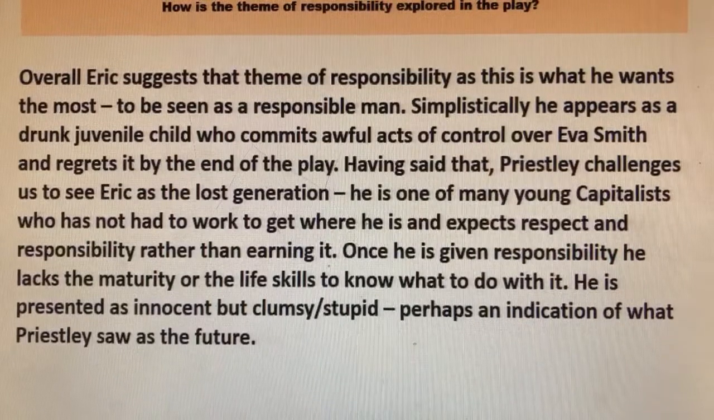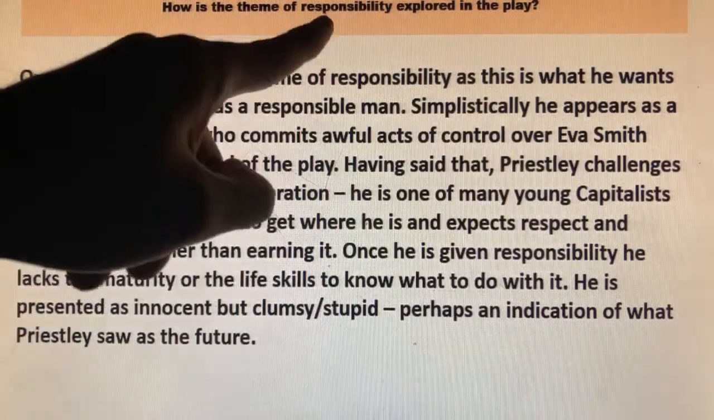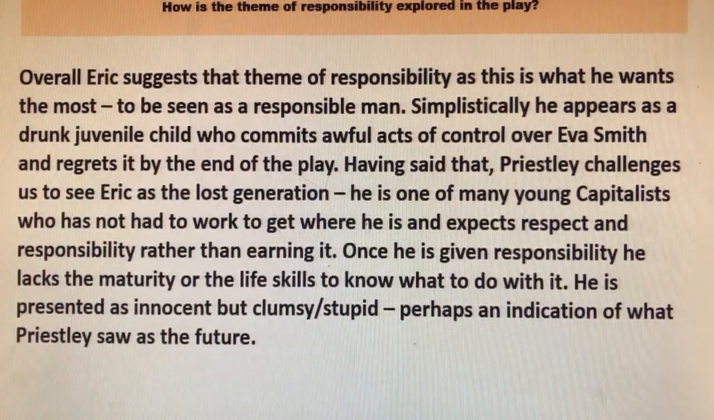This is then what my opening paragraph might look like. Overall, Eric suggests the theme of responsibility, linking to the question set, as this is what he wants the most, to be seen as a responsible man. Simplistically, he appears as a drunk juvenile child who commits awful acts of control over Eva Smith and regrets it by the end of the play.